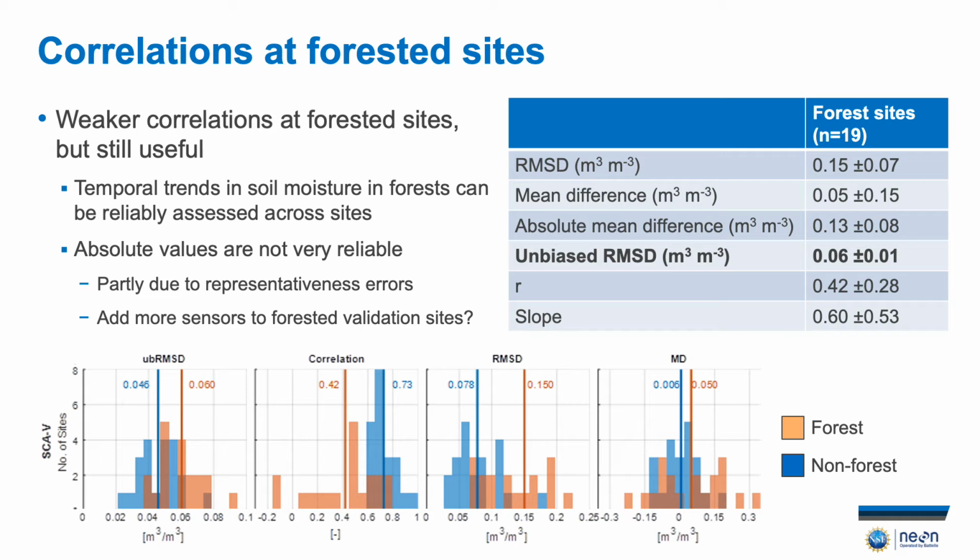And on the bottom here, I've just plotted histograms of some of these correlation parameters for the forested sites in orange and the non-forested sites in blue. And again, you can see that these correlations in forests were generally weaker, but not terrible.